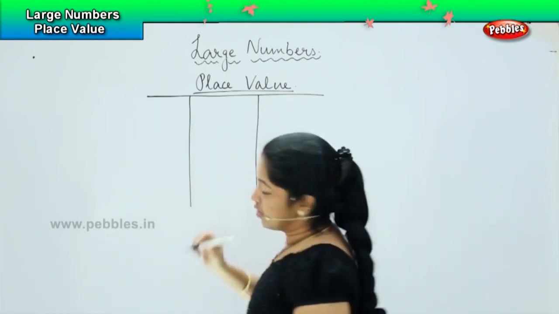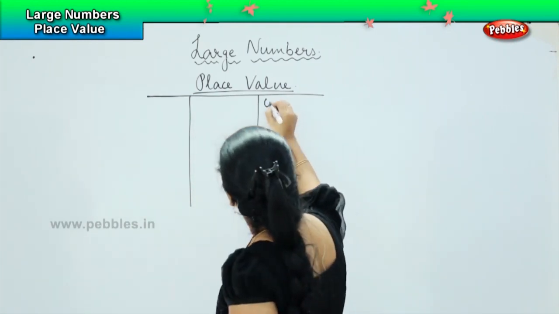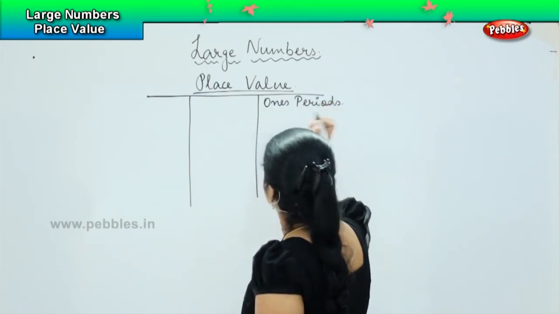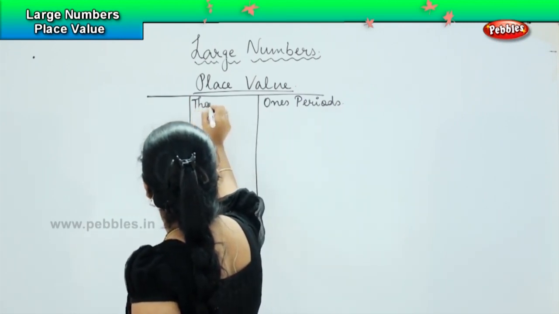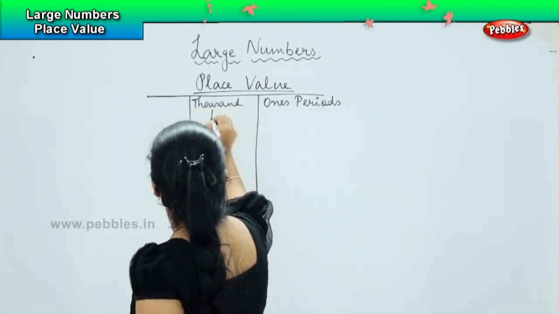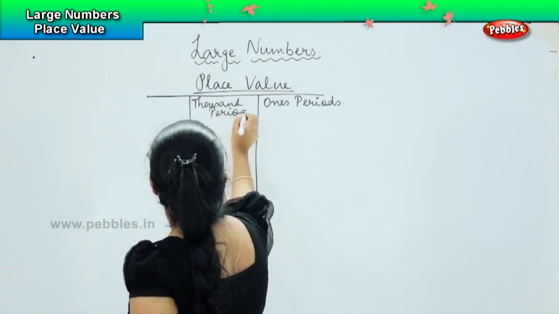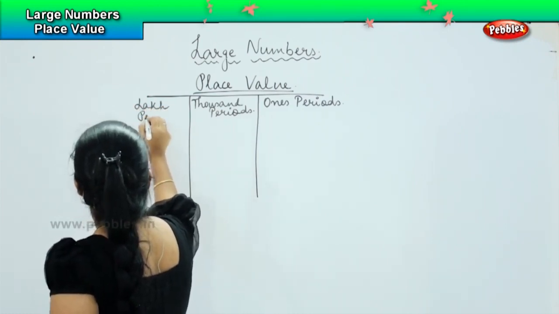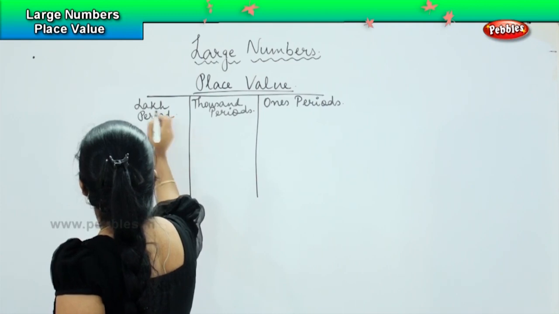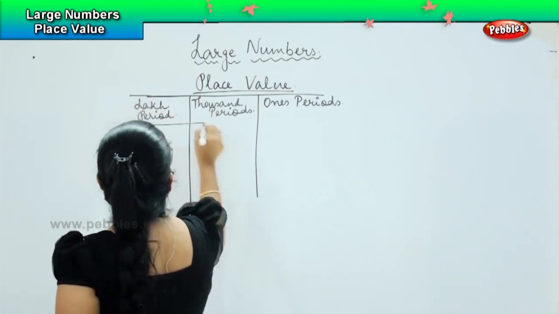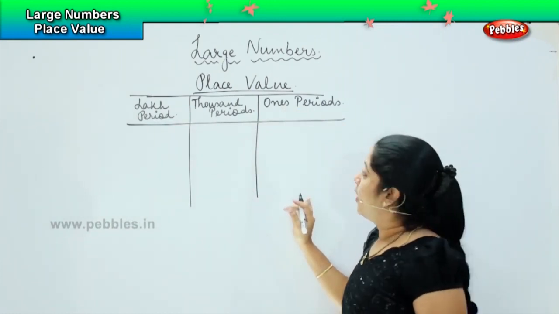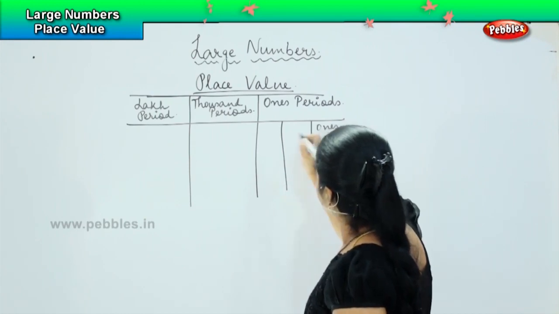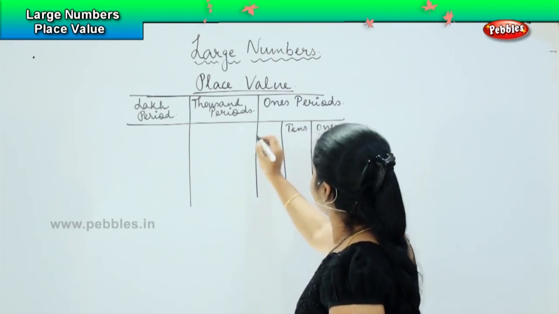Okay. So the first one is called the ones period. The next is called the thousands period. And the last one is called the lakh period. Fine. So the ones period is again divided into three parts, which are ones, tens, and hundreds.